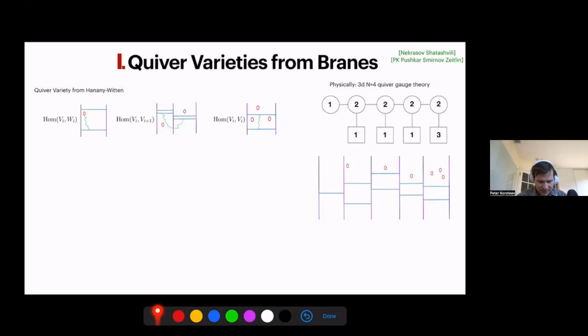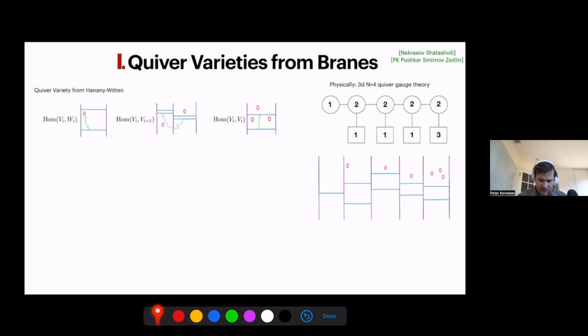So for example, if you have a space of Homs from one vector space to the other, you would just study the space of strings which are stretched between stacks of one type of branes and a stack of the other type of branes, and then there are three types of maps, right? So basically W corresponds to framing here, right? And then this is something that you fix, right?